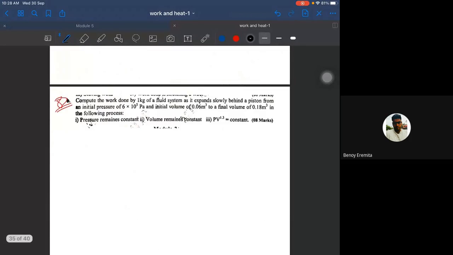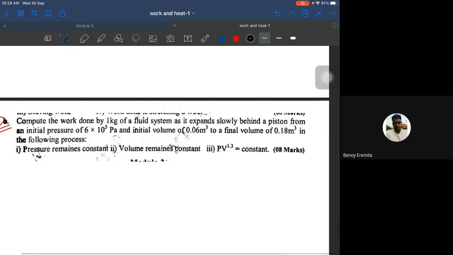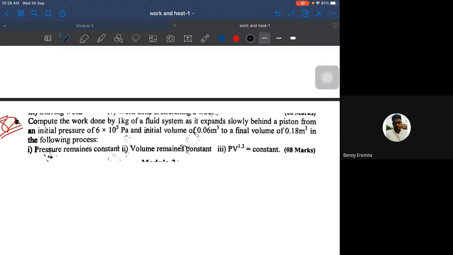Just take this problem. It's been taken from your thermal engineering question paper. Compute the work done by 1 kg of fluid system as it expands slowly behind the piston from an initial pressure of 6 into 10 to the power of 5 Pascal, that is 6 bar, and initial volume of 0.06 meter cube to a final volume of 0.18 meter cube in the following processes.